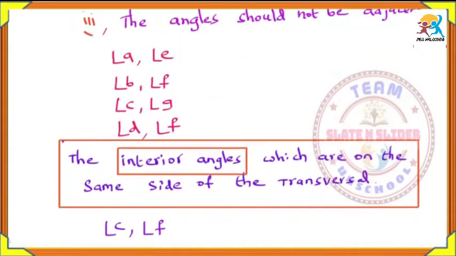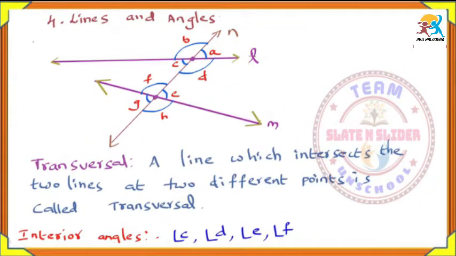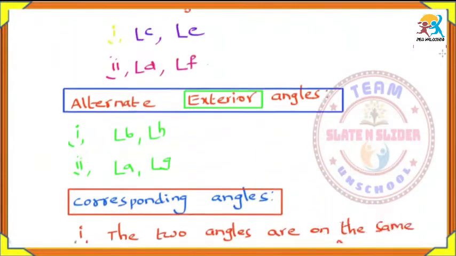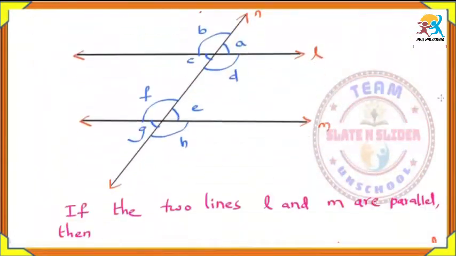Here I did not write angle C is equal to angle E. I don't know. Suppose angle C may be 30 degrees and angle E may be 50 degrees. When is that possible? This is possible only when L and M are not parallel. Suppose if L and M are parallel, then definitely angle C and angle E are equal. Suppose if angle C is 50 degrees, then definitely angle E will be 50. If angle D is 100, then definitely angle F is also 100. So from that I can write angle C is equal to angle E.